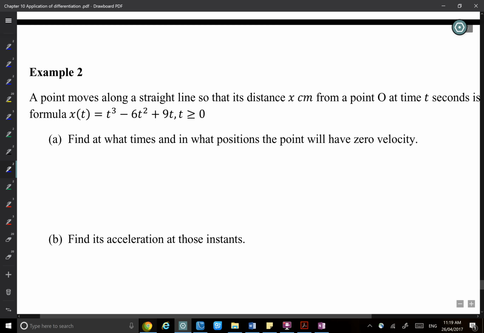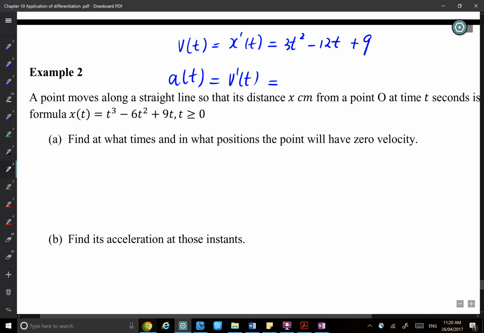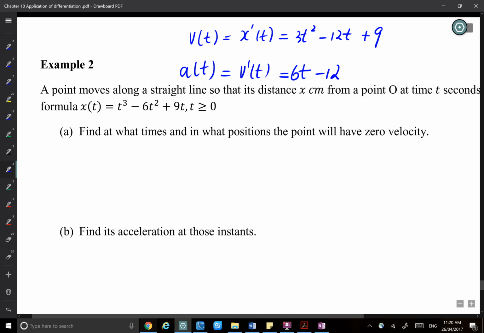So let's find our v(t) first. v(t) will equal x'(t). That will give you 3t squared minus 12t plus 9. Okay, and let's find the a(t) graph too. Then a(t) equals v'(t), deriving the v(t) graph. That gives you 6t minus 12.